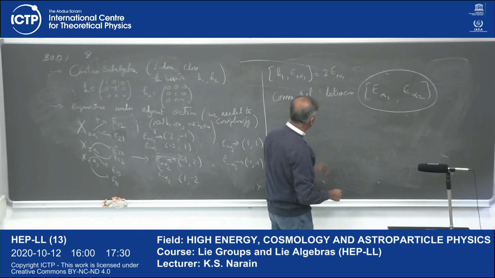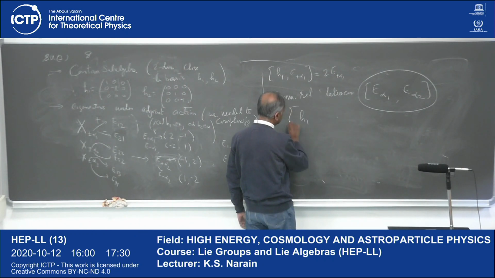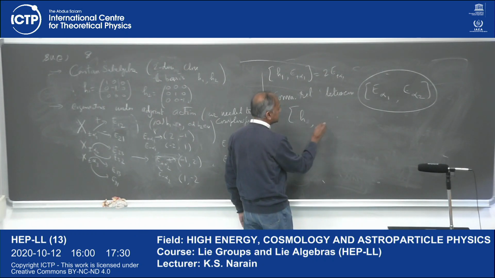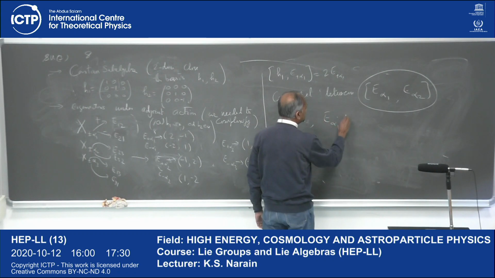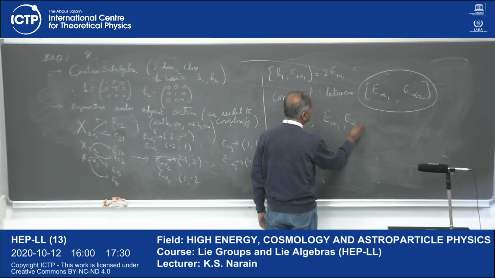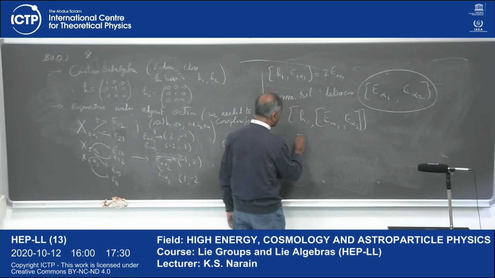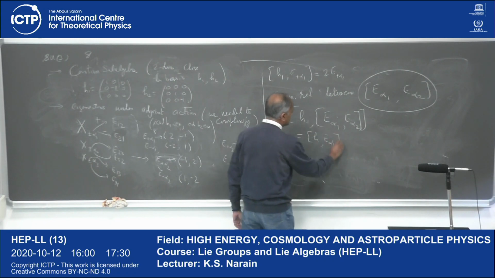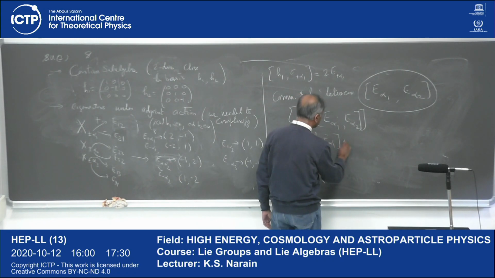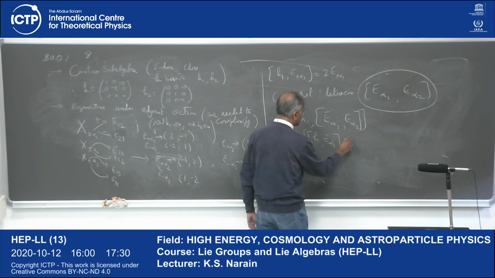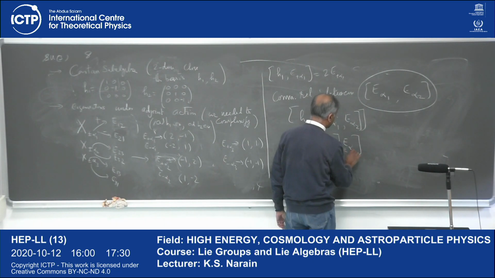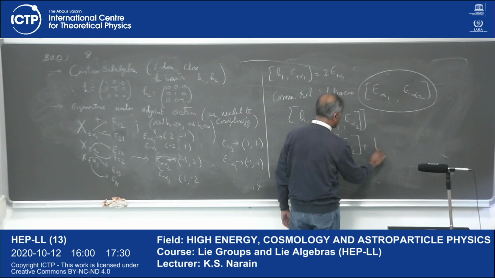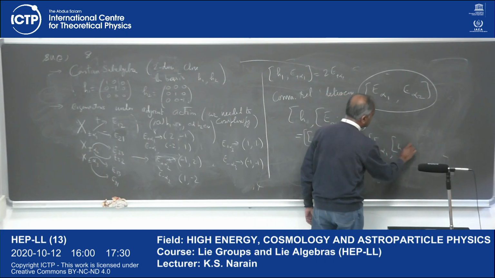So the conclusion from that was that if I look at the commutation, for example, of H1 or any H with the commutator of E alpha 1 and E alpha 2, then by using the Jacobi identity, it is the same as the commutator of H with E alpha 1, with E alpha 2, plus E alpha 1 with the commutator of H with E alpha 2.